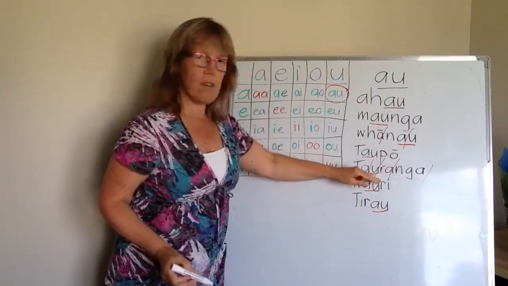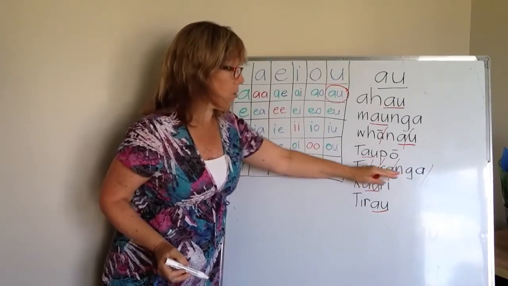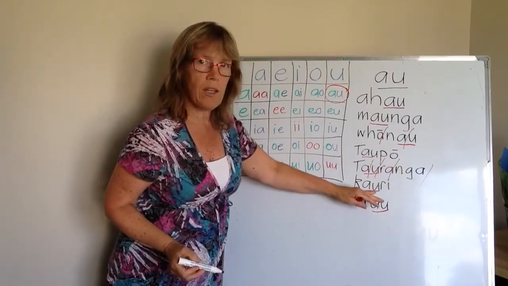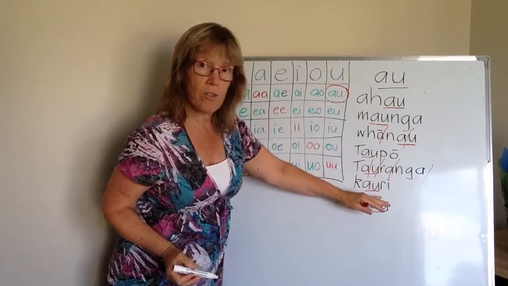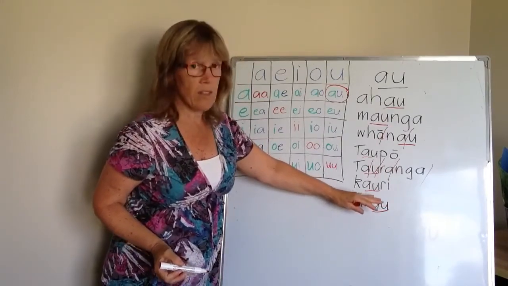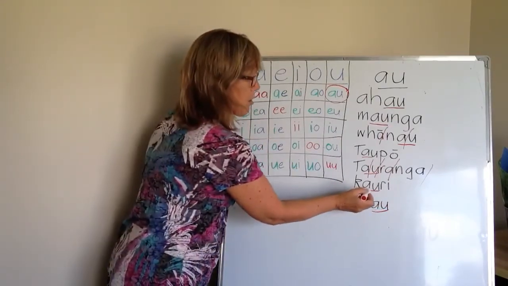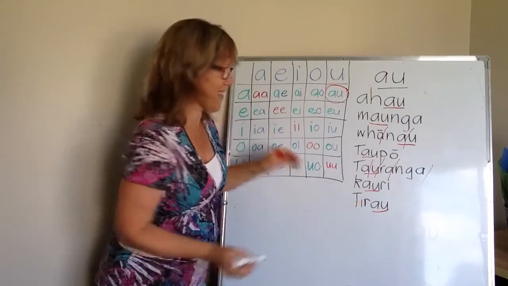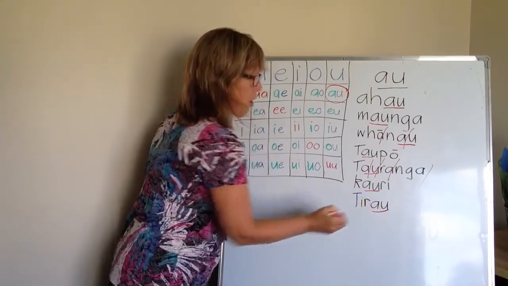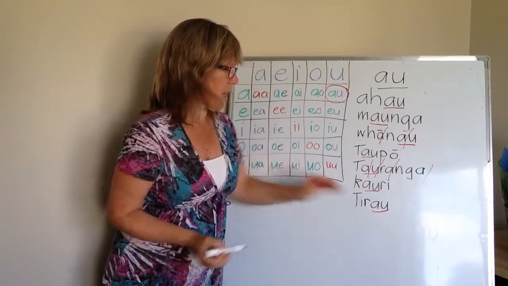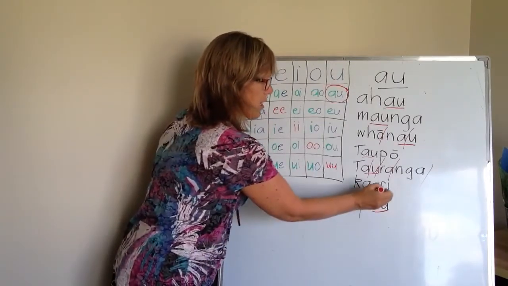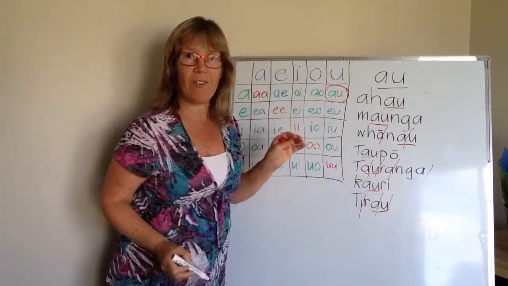Tauranga, Tauranga. Kauri, our kauri trees are a taonga, so we need to pronounce kauri correctly. Tīrau. Tīrau is a place, and it's "Tīrau", not "Tee-row".